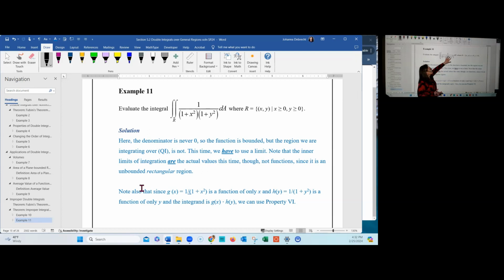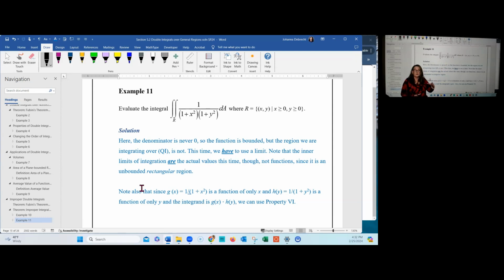There's no value in the function that will cause the denominator to be 0. So our function, this rational expression, is in fact bounded over any region. We can never make the denominator 0 because squaring something makes it a minimum of 0 and adding 1 makes it a minimum of 1.